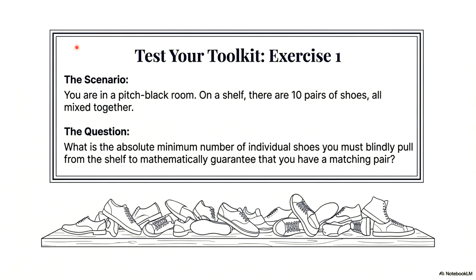I have a couple of exercises for you to try. These are not Ramsey theory problems. They're just pigeonhole problems. And this is similar to something you've seen before, but you might want to give this a try. So the scenario is you're in a pitch black room. On a shelf, there are 10 pairs of shoes all mixed together. What is the absolute minimum number of individual shoes you must blindly pull from the shelf to mathematically guarantee that you have a matching pair? So if you want to try this, pause the video and then I'll give you the solution on the next slide.